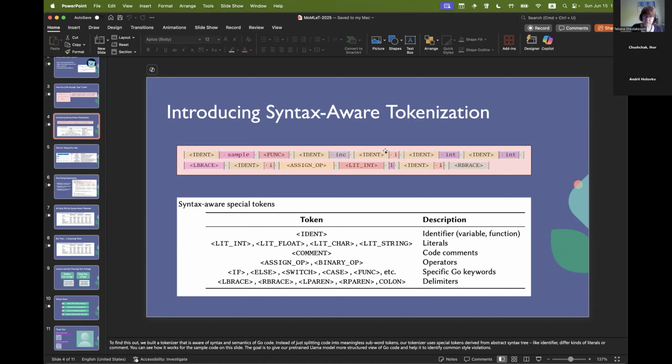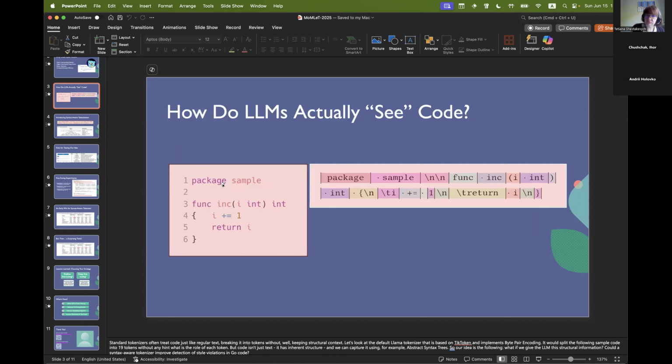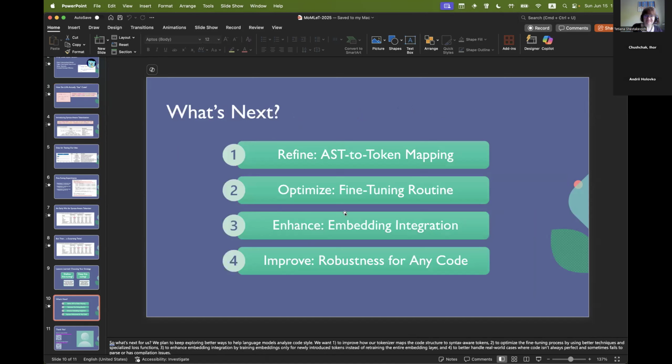But we still miss some important information. For example, this one is not just any identifier, it's specifically the name of a package, right? So it can probably be captured better in those tokens. So this is one way where we can improve.